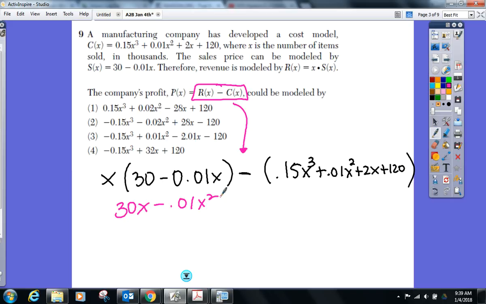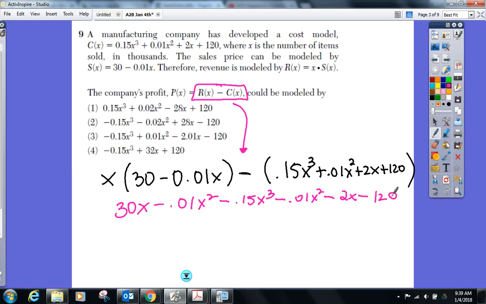Okay, here's where some of you may have messed up. What do you have to do to that minus? Matt, what do I have to do with that minus? Where are we talking? I'm talking here now. Oh, there, yeah. You got to change every single sign inside because I'm subtracting. So now it's going to be minus 0.15 x cubed minus 0.01 x squared minus 2x minus 120. Everything gets changed inside because you're subtracting.